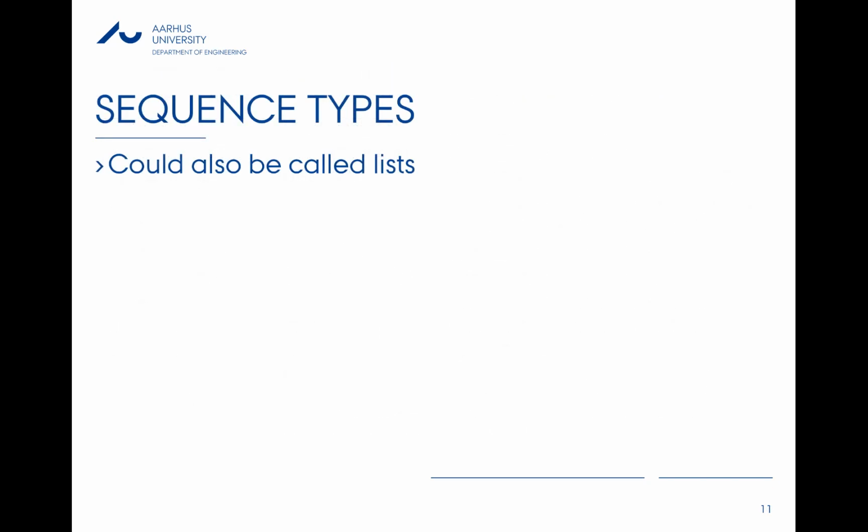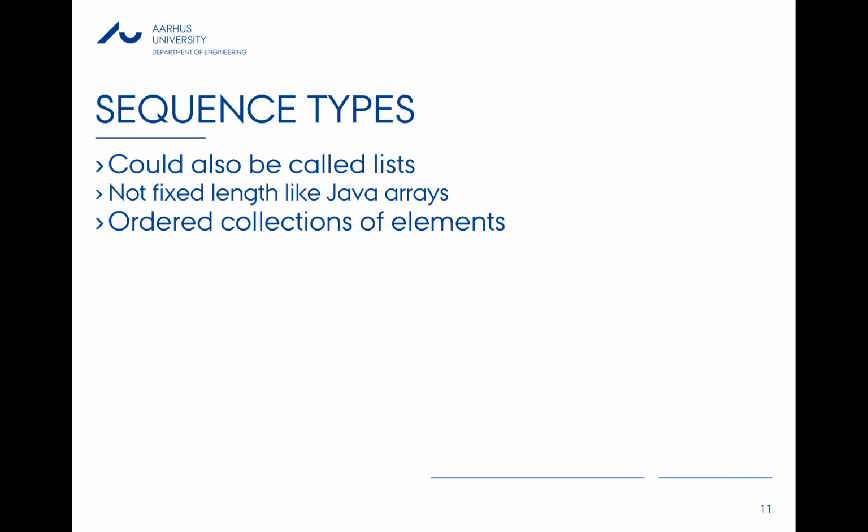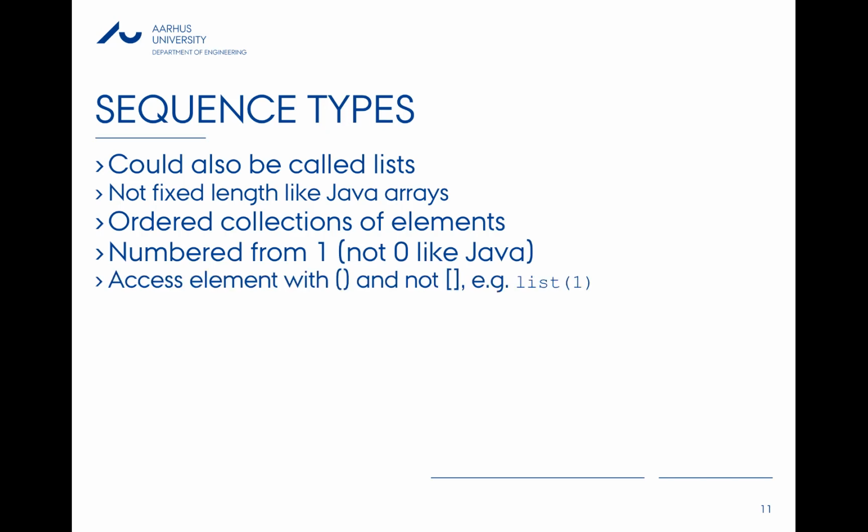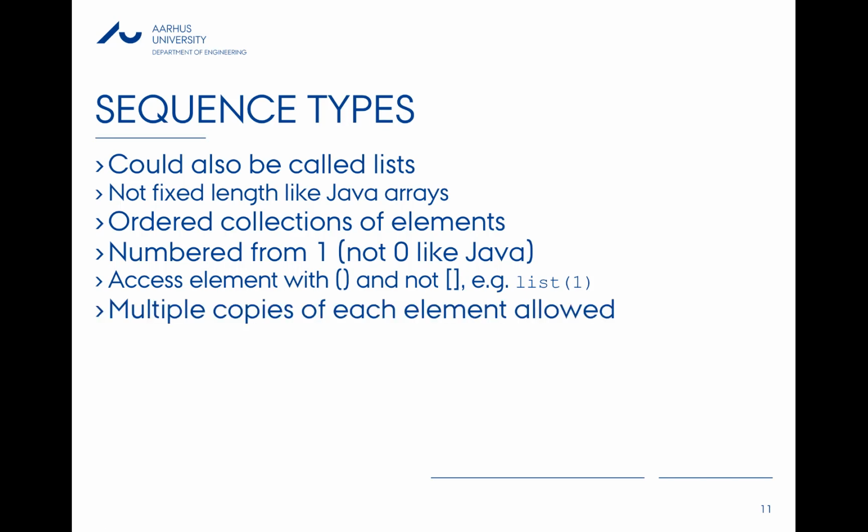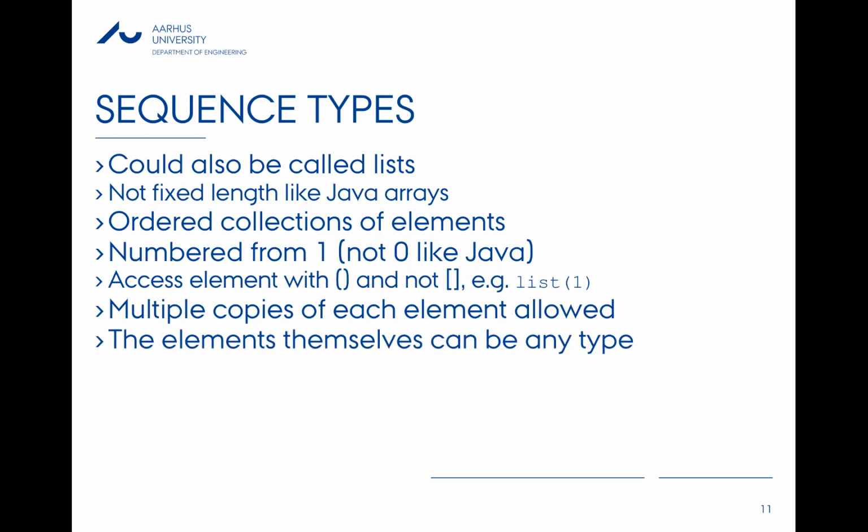Now for sequences, we can also call them lists. They don't have a fixed array length like Java arrays. They are ordered collections of elements, and they're numbered from 1, not from 0 like in Java or in C. Accessing an element is done by normal brackets, not by square brackets. So list of 1 would be the first element of a list. Multiple copies are allowed, and they count. The elements themselves can be of any type.